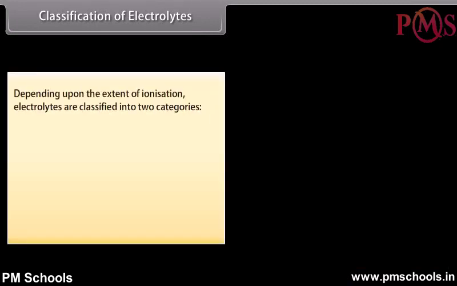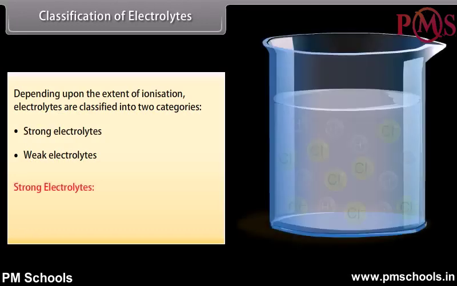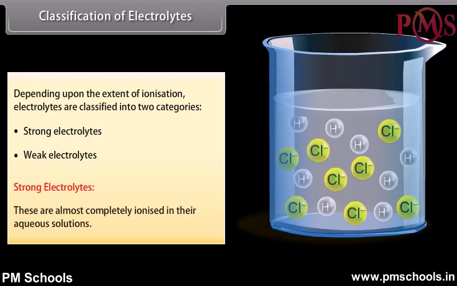Classification of electrolytes. Depending upon the extent of ionization, electrolytes are classified into two categories: strong electrolytes and weak electrolytes. Strong electrolytes. These are almost completely ionized in their aqueous solutions, for example, HCl, NaOH, and KCl.